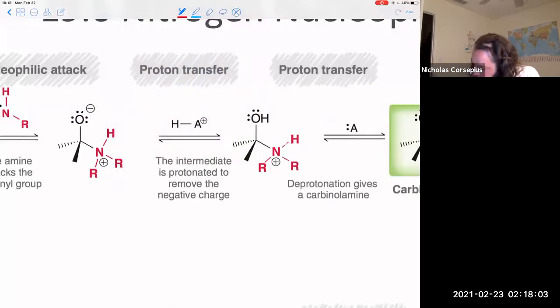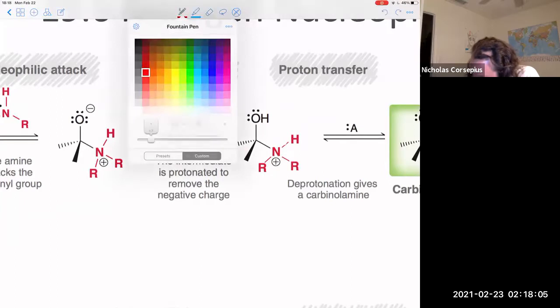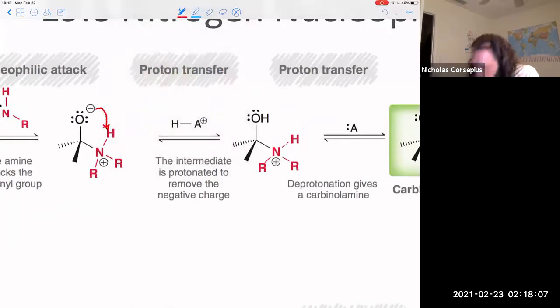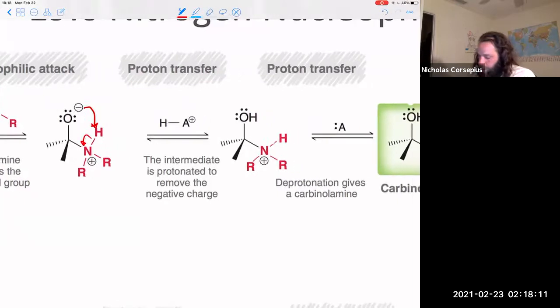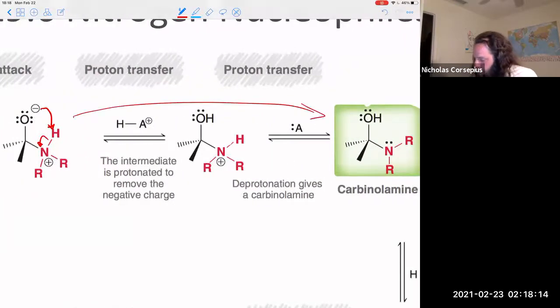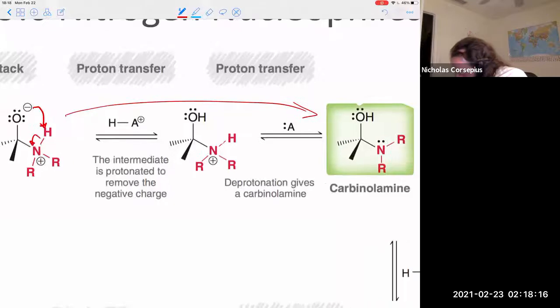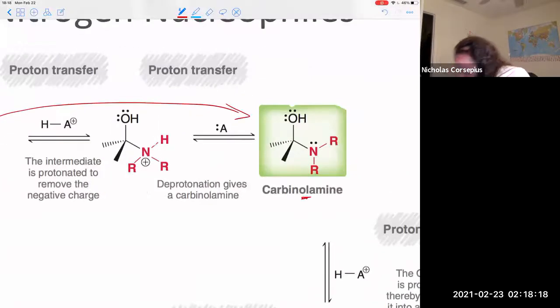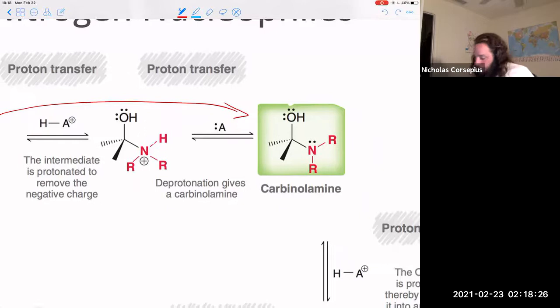by having the oxygen reach over and grab the hydrogen from the nitrogen, right? So that takes us directly to this step here. Or again, we have that carbinol for the OH group, amine for the amine group, right? Located right next to each other. Again, though, these aren't stable.